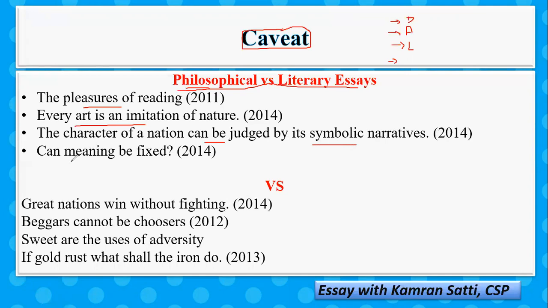And can meaning be fixed. Now, on the face of it, we understand every topic. Anyone with average English will understand what these topics mean. But to write 2500 words on such topics, believe me, 95% of the students won't make it unless they have a solid academic background in fields like literature or philosophy. So never ever go for philosophical topics, that is my recommendation.